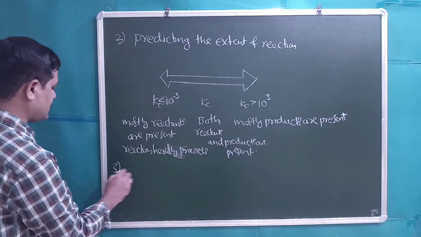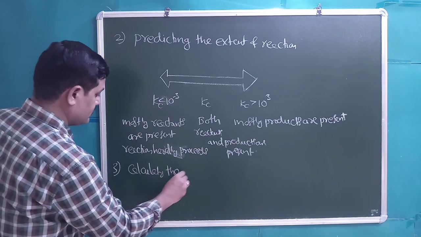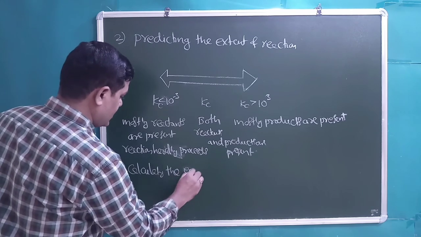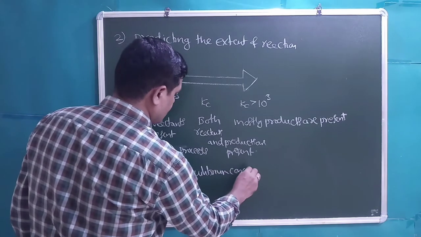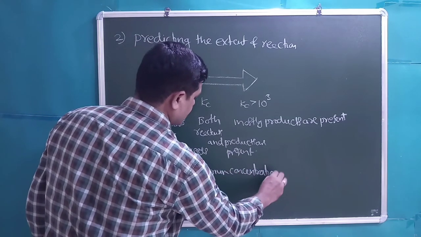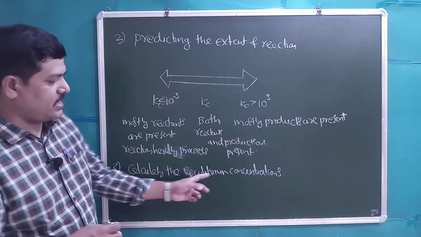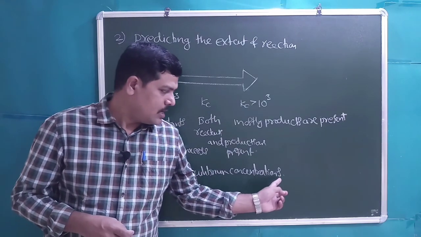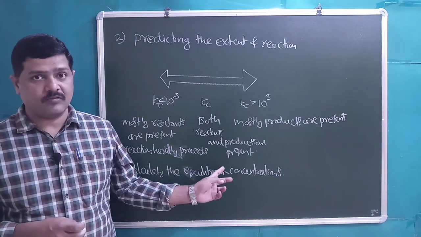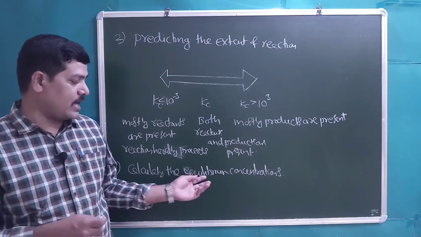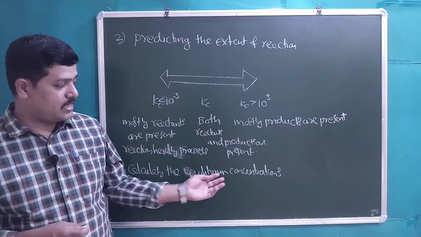The third application is calculating the equilibrium concentrations. Students, the third application is calculating the equilibrium concentration. I will discuss this topic in the next video by taking two numericals on how to calculate the equilibrium concentrations. This is the third application of the equilibrium constant.